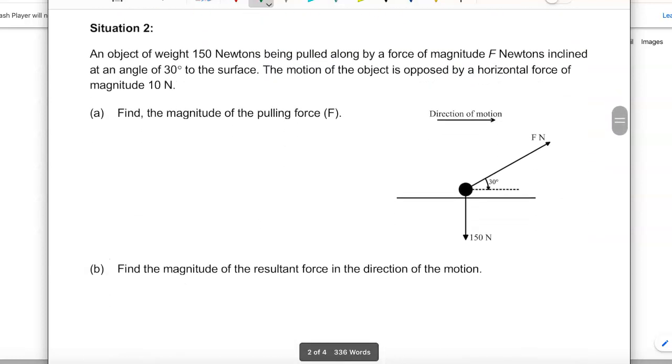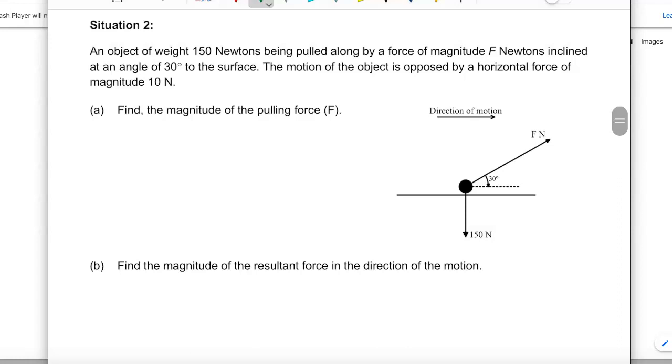In our second example, we've got something a little bit different here. We've still got a force represented by F that is inclined by 30 degrees, as in our previous example. But what we've got is our object has a weight of 150 newtons, and it's being pulled along by this force. We can see that we've got a direction of motion of which way we're going to go.